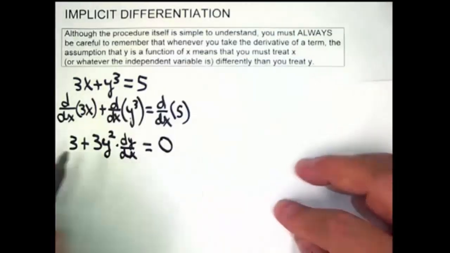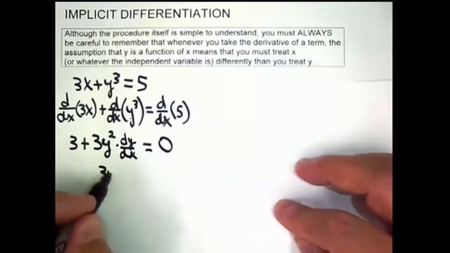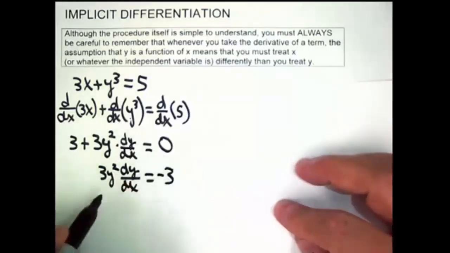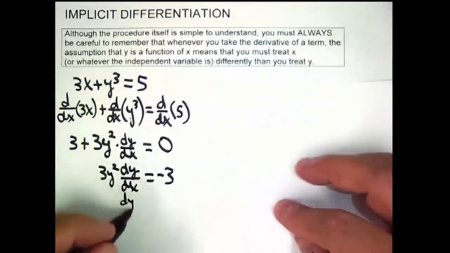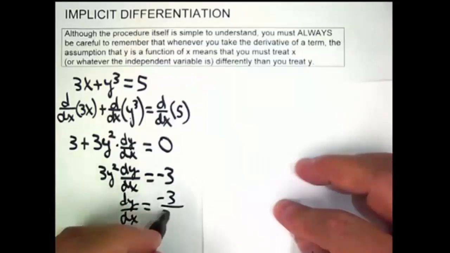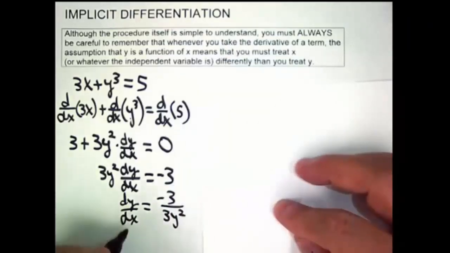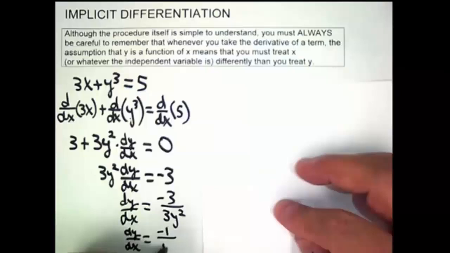Now, you're still going to subtract a 3 from both sides. You're trying to isolate the dy over dx on one side by itself. In other words, solve for dy over dx. Now, if I divide both sides by 3y squared, I'll have dy over dx on one side by itself. And then you notice, of course, that the 3's will divide out, and you'll end up with dy over dx equal to minus 1 over y squared.